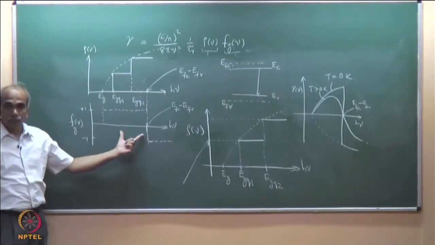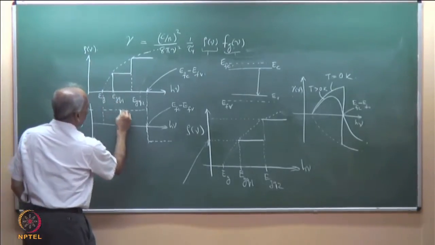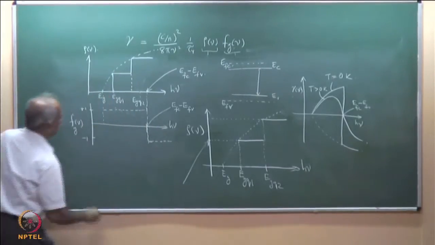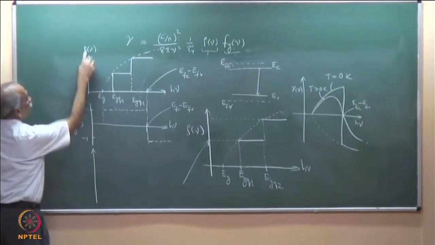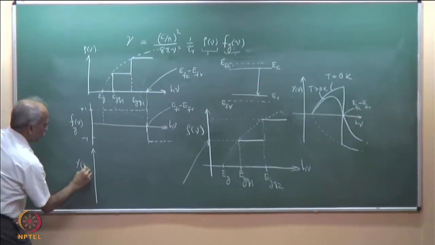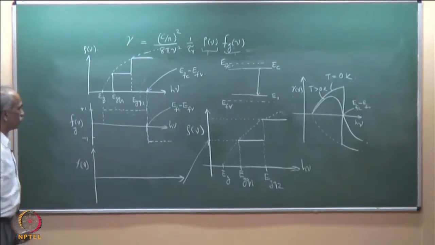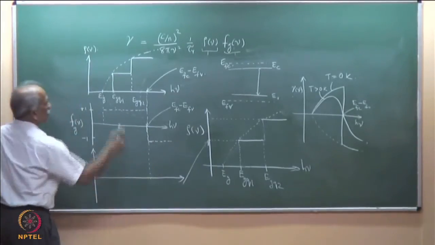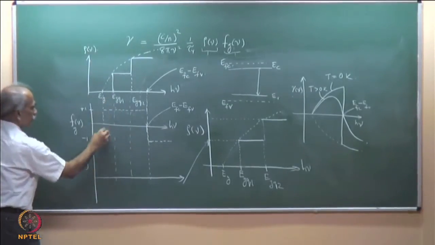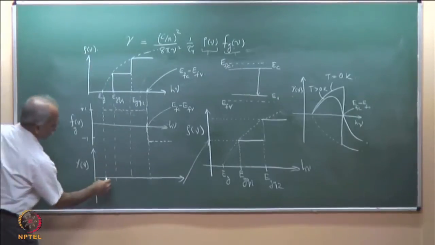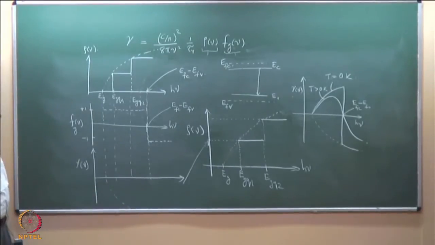I want to draw the same thing for quantum well structure. So, if I want to plot the same thing for quantum well structure, let me plot it here below. So, this is rho of nu. I want to plot gamma of nu. The third figure. So, how do we go about this?